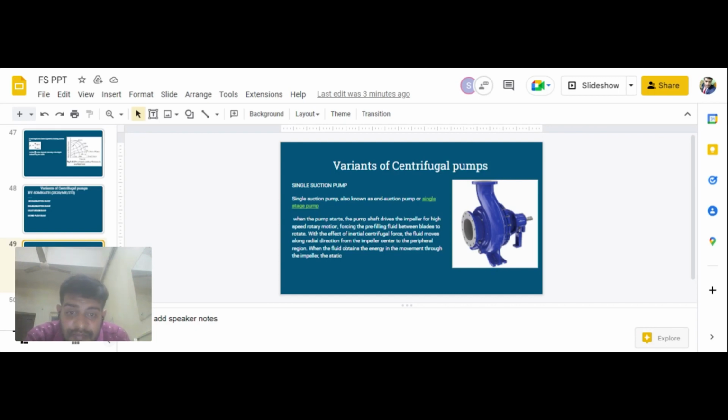When the pump starts, the pump shaft drives the impeller in high speed rotary motion, forcing the fluid filling between the blades to rotate with the effect of inertia and centrifugal force. The fluid moves along the radial direction from the impeller center to the peripheral region, where the fluid obtains energy through the impeller.